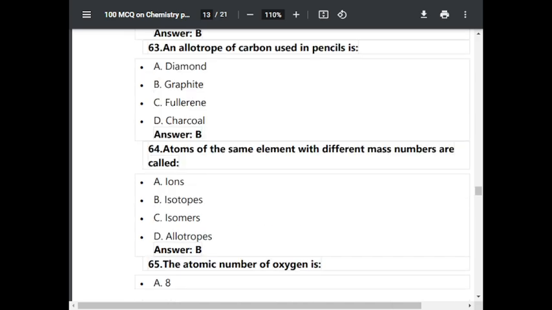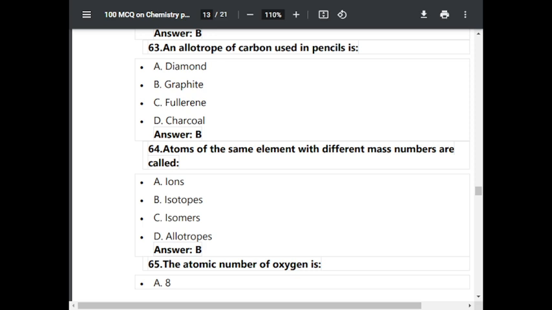Question number 63. An allotrope of carbon used in pencil is. Option A, diamond. Option B, graphite. Option C, fullerene. Option D, charcoal. The correct answer is B, graphite.